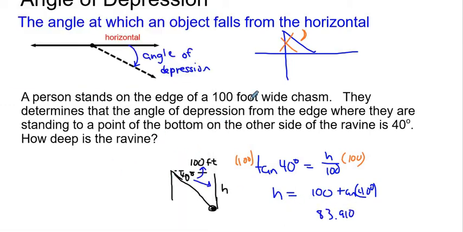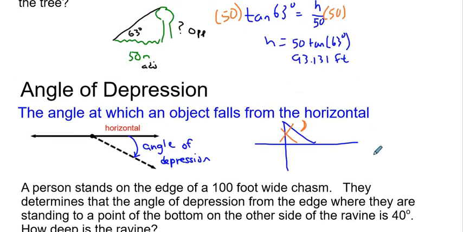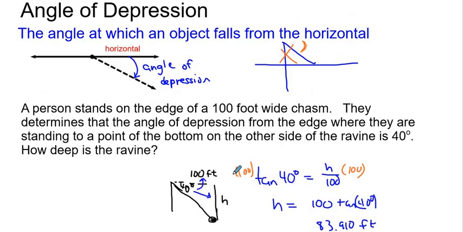83.910. Don't forget your units. This was in feet, so we put a feet here. And the units are really important. Notice I put it on both problems. All right, just remember the angle of depression is inside from the horizontal. It doesn't touch the vertical.